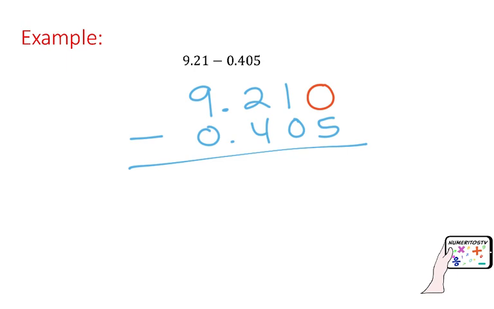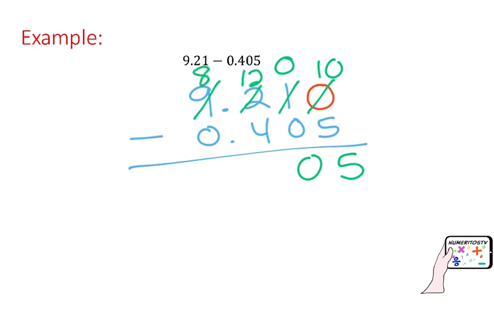So 0 minus 5, you cannot do that. So you need to borrow from this 1. This 1 becomes a 0, and this 0 becomes a 10. 10 minus 5 is 5. 0 minus 0 is just 0. 2 minus 4, you cannot do that, so you need to borrow from this 9. So this 9 becomes an 8. This 2 becomes a 12. 12 minus 4 is 8. The decimal just drops down, and then 8 minus 0 is just 8.